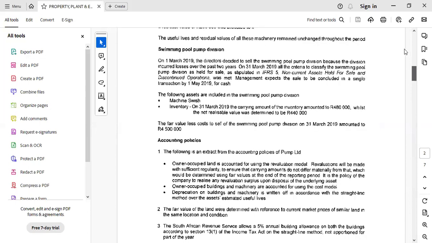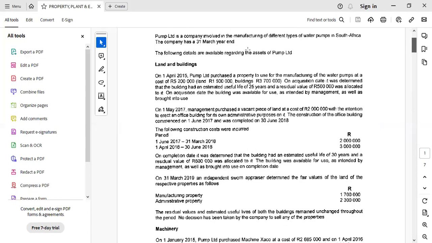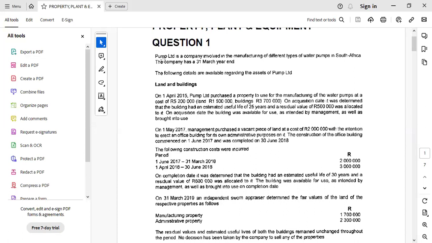Before you read your passage here, in fact, we can read this first one. The Pump Limited is a company involved in manufacturing of different types of water pumps in South Africa. The company has a 31 March year end. So I want you to understand that, okay, we'll do calculations first. Is that right?